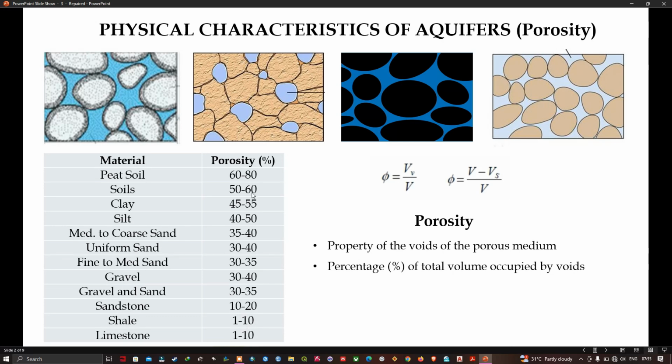This is a sandstone, so it has a porosity of around 10 to 20%. Comparatively, the peat soil has a high porosity of around 60 to 80%, which indicates the larger void space in this peat soil. Comparatively, the limestone has a porosity of around 1 to 10%, which indicates the void space in the limestone is less than the peat soil. So the highest porosity is observed in the peat soil, and the lowest porosity is observed in shale and limestone.